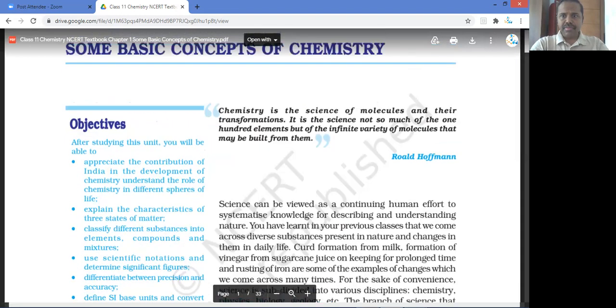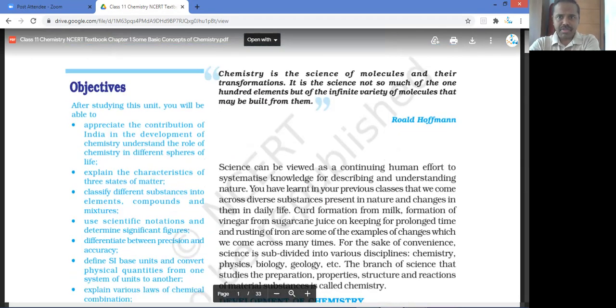So, the science of molecules and their transformations. It's a science not so much of the 100 elements, but of the infinite variety of molecules that may be built from them. Roald Hoffman. It's a motivational quote.